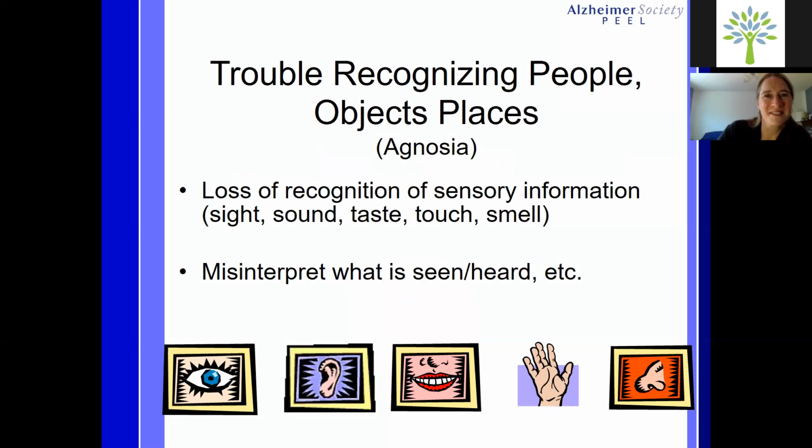Great. So we'll go to our next A, agnosia. So trouble recognizing people, objects, and places, and other items as well. It's also the loss of recognition of sensory information. So any of our senses, sight, sound, taste, touch, or smell, or a misinterpretation of what is being seen or heard. An example we often give in this case is talking about a person.